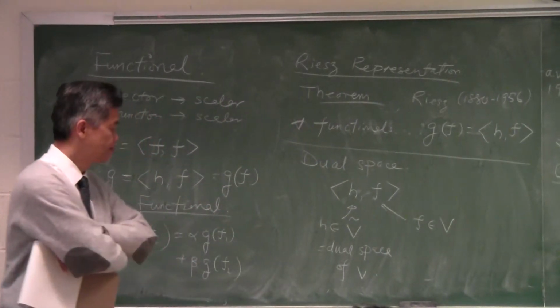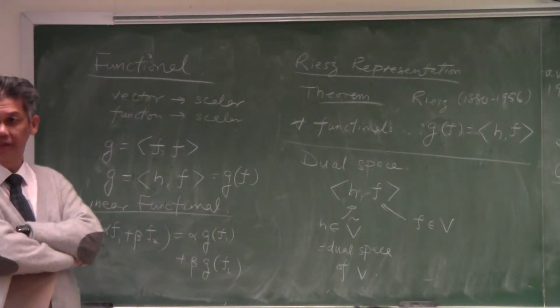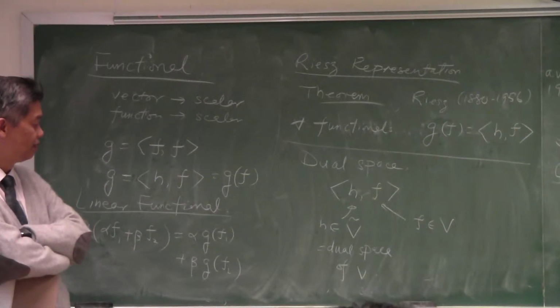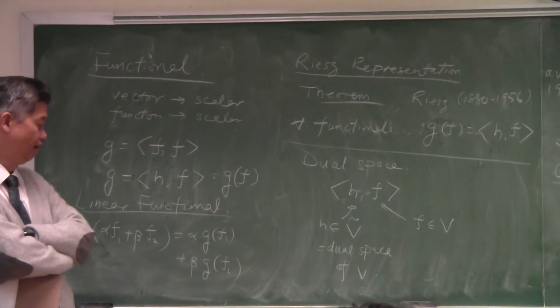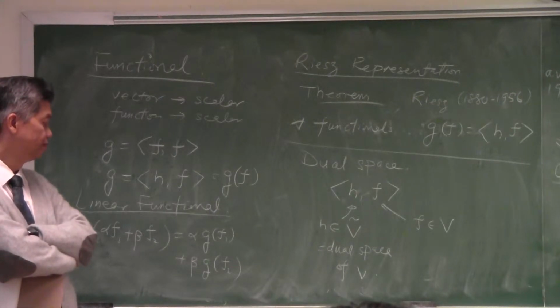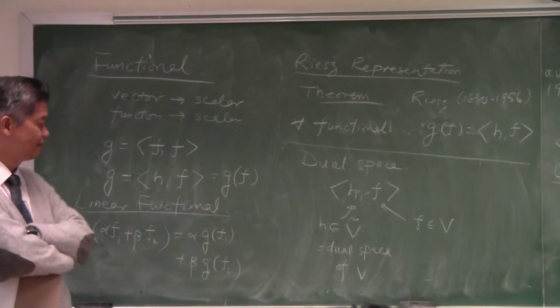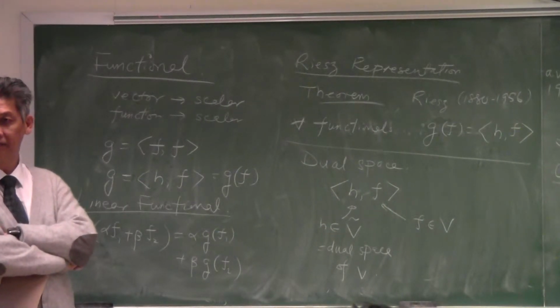Okay. That is the concept of the dual space, yes? When is it not possible? You said that H is all possible vectors which make the inner product possible, right? So when is it not possible? This is not possible in some function spaces.